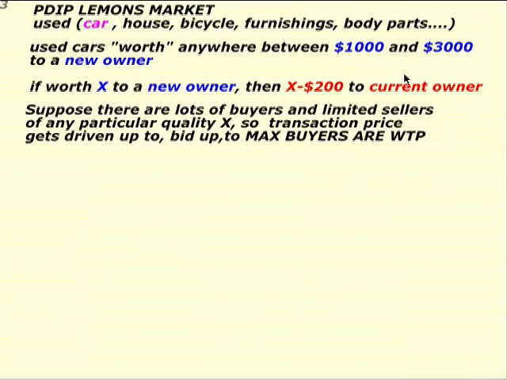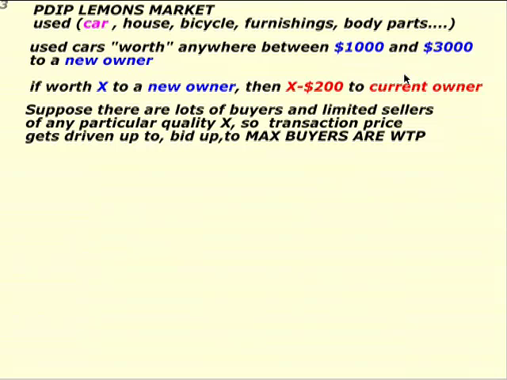So we have a car that maybe to the owner is worth $2,500, which means a new owner is willing to pay $2,700 for it. Okay, there's always a $200 difference between the value to the current owner and the value to the new owner for any car, where X is the value to the new owner.